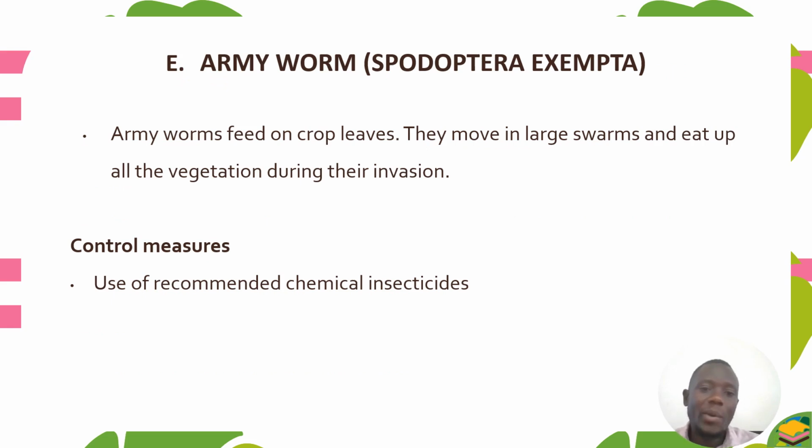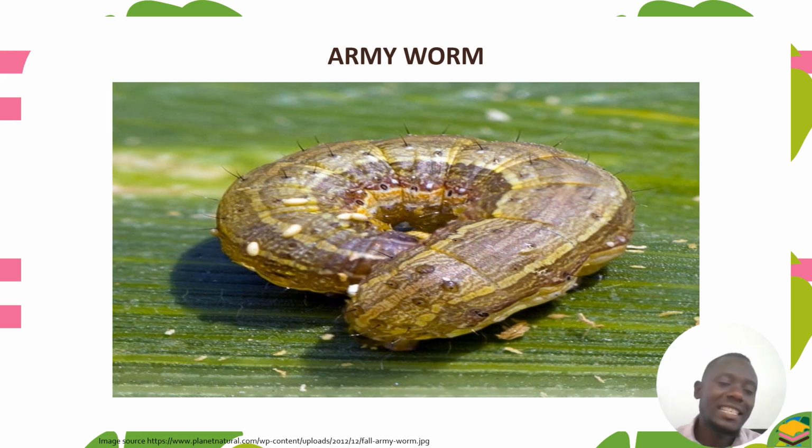Then let's look at armyworm. These armyworms feed on crop leaves. They move in large swarms and eat up all the vegetation during their invasion. That's why they are known as armyworms. So they are very, very destructive. Let's look at the control measures. We have to use the recommended chemicals or insecticides in controlling them. This is just a picture of armyworm, so that's how armyworm looks.